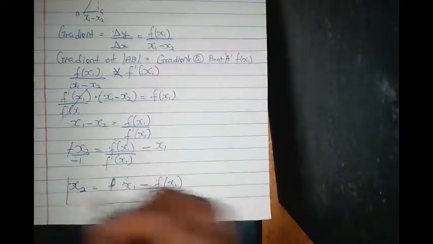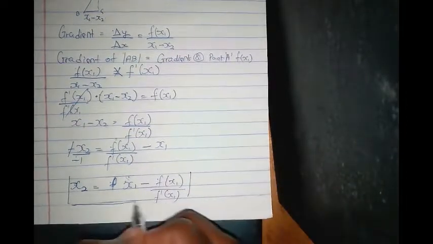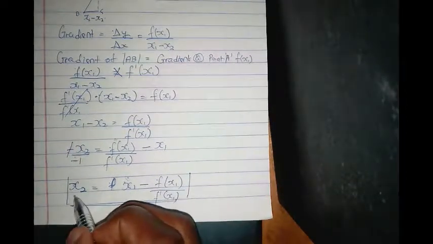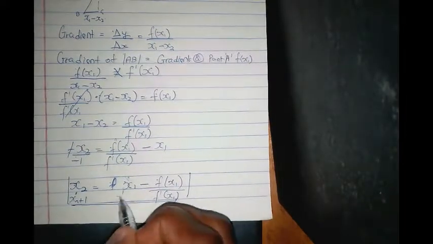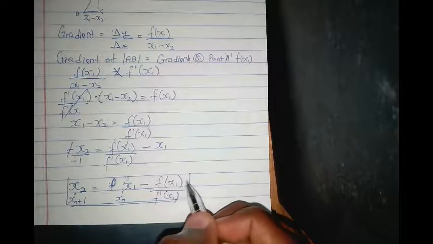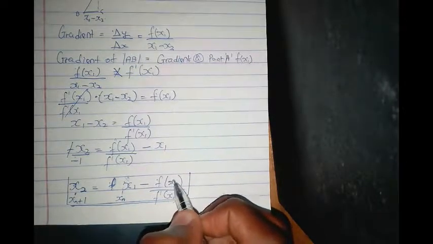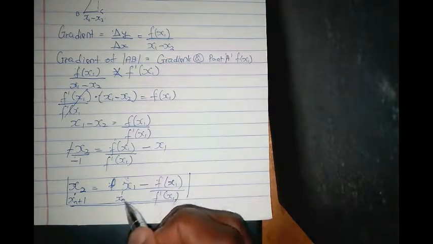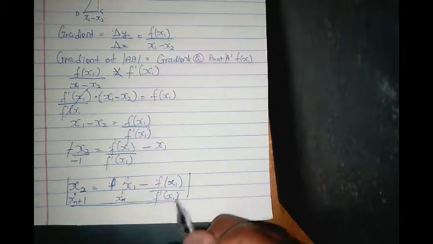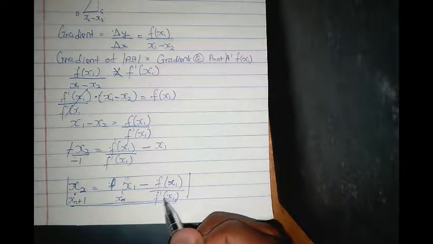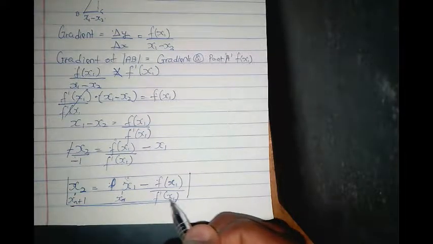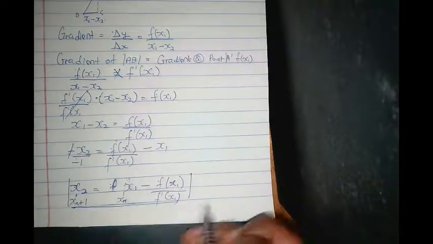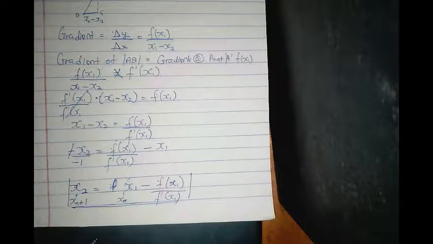And that is our formula. Note that this is x of n plus 1. This is x of n. This is f of x of n, which is here, the first guess, over the evaluation of the derivative of that function at that point. So that's how Newton-Raphson's formula is gotten from the graph.